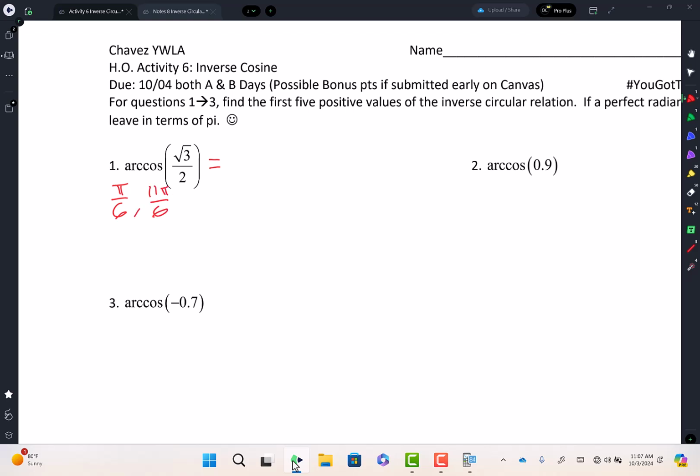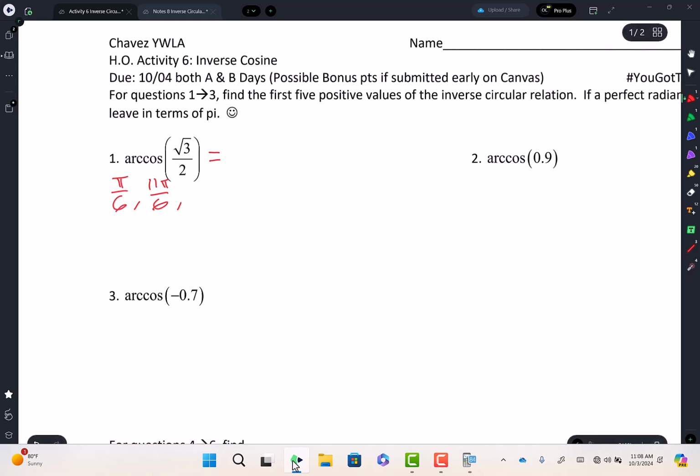All right. There's more. It says the first 5 positive. How do I get the next one? Add 2 pi. We're not gonna subtract because we want the first 5 positive. So we're gonna add 2 pi to the pi over 6. The denominator is 6, so I'm gonna add 12 pi over 6. Does that make sense? Because 12 divided by 6 is 2. What's 12 plus 1? There it is.